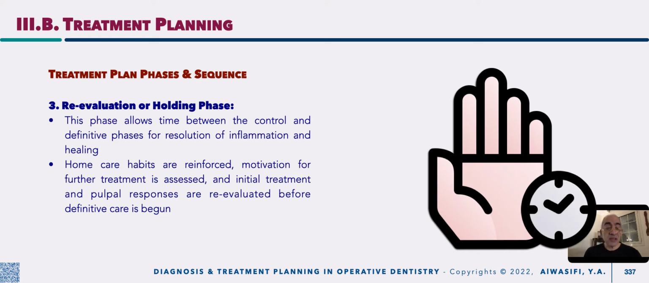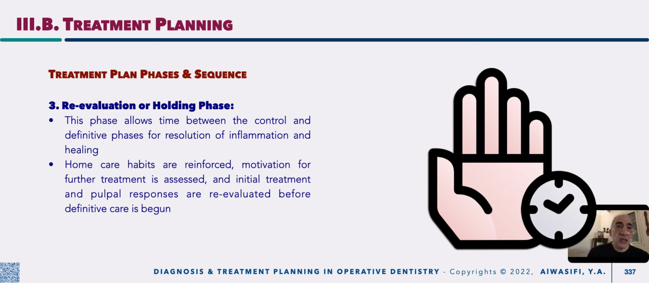After that comes the re-evaluation or holding phase. In this phase, it is the time allowed between the control and definitive phase for resolution of inflammation or for healing. Let us say that you are applying calcium hydroxide just to sedate your pulp, or zinc oxide to relieve pain of reversible pulpitis. The time consumed for relief of this pain is called the holding phase.